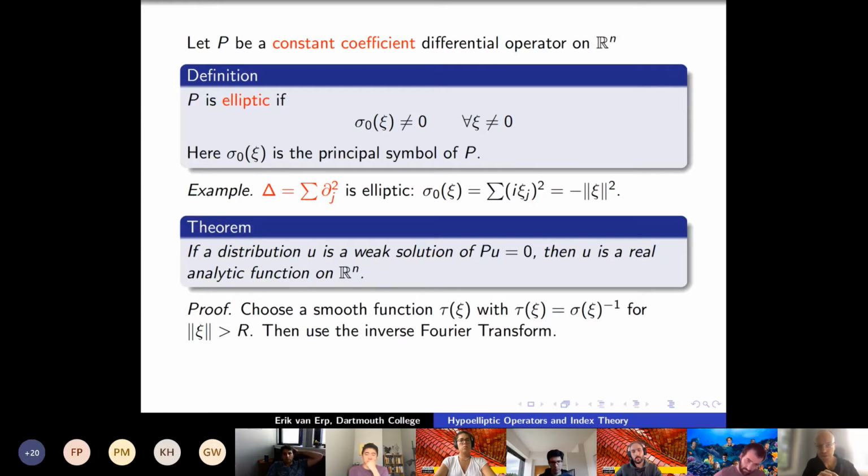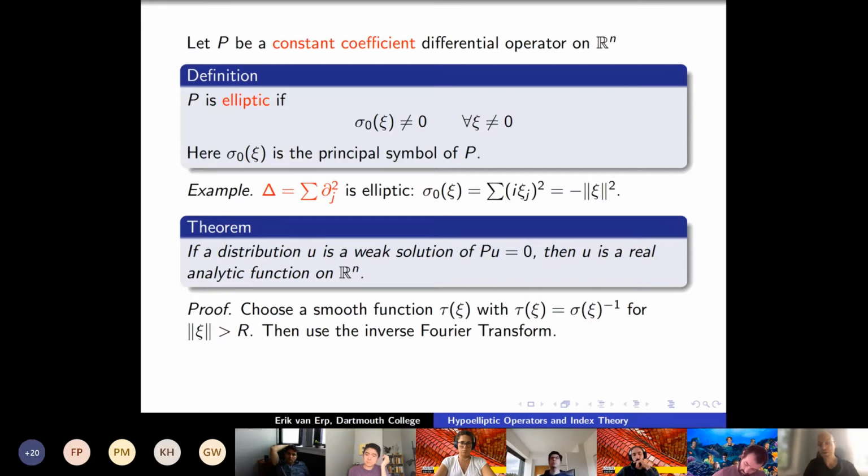The reason it's a relevant condition is that you can almost find an inverse for the multiplication by sigma, because the principal part, the highest order part, is invertible. You can take 1 over sigma naught. But of course, for large values of xi, that principal part dominates the lower order terms. And so if the principal part has an inverse, then the whole symbol has an inverse. And so you can find a smooth function that is almost an inverse for the full symbol, say outside of some bounded domain.